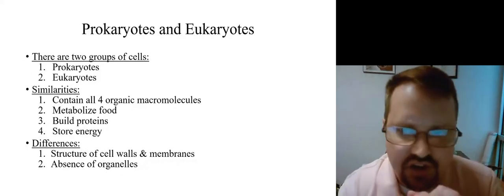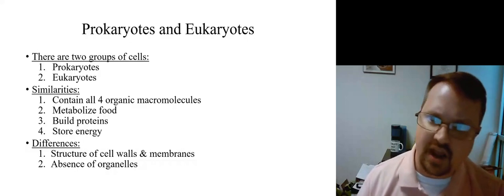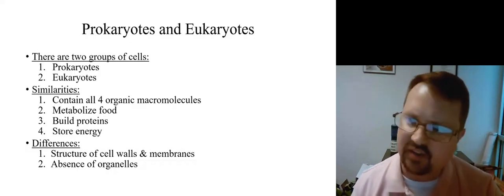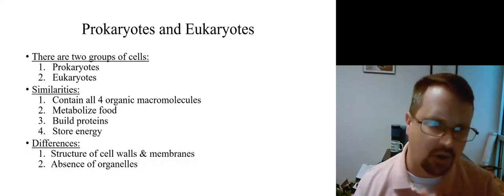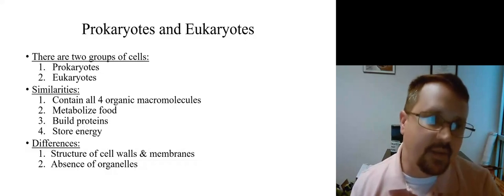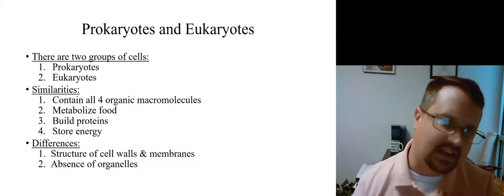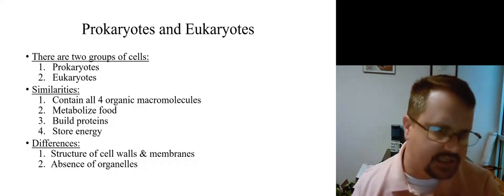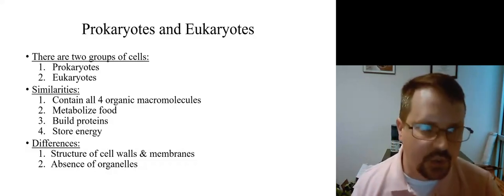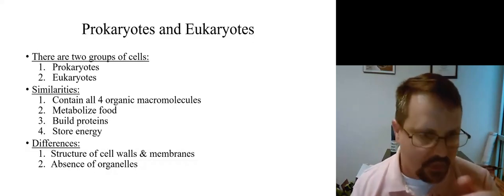So let's get started. Just remind ourselves that there are two groups of cells out there: the prokaryotes and eukaryotes. Remember that prokaryotes are things like bacteria and archaea. Eukaryotes are things like plants, animals, fungi, and protists. Remember that. So cells all contain the four organic molecules: proteins, lipids, nucleic acids, carbohydrates. They all metabolize food.